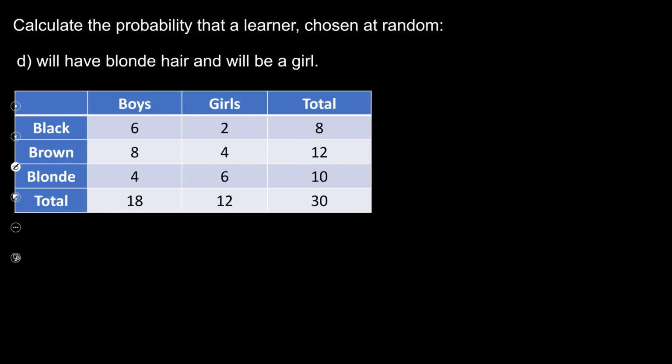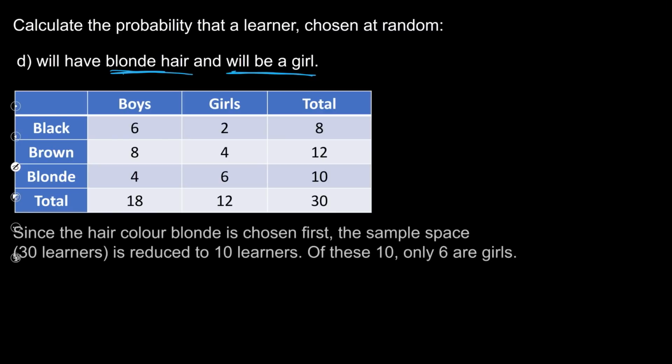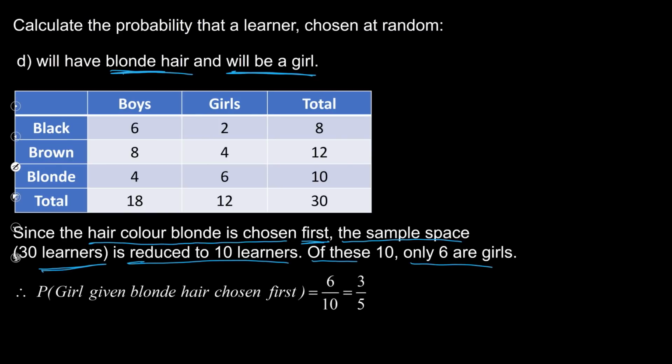Then our last question: calculate the probability that a learner chosen will have blonde hair and will be a girl. Since blonde hair is chosen first, the sample space of 30 learners is reduced to 10 learners. Of this 10, only 6 are girls. So we get 6 out of 10, which is 3 out of 5.